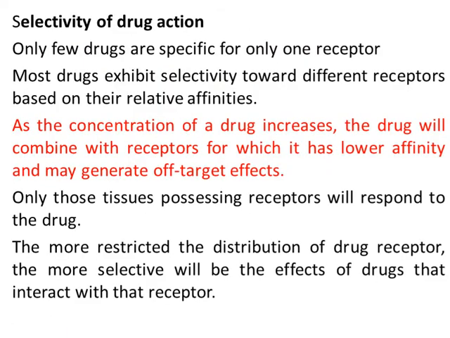Ideally, a drug should be specific for only one type of receptor, but this is not actually the case. Only a few drugs are specific for only one type of receptor. Most drugs exhibit selectivity towards different receptors based on different affinity. Some will have higher affinity for a receptor, some will have lower affinity, but most drugs have affinity for more than one type of receptor. Furthermore, if you increase the concentration of the drug, then the drug will bind even to receptors for which it has lower affinity, and as a result that will produce some side effects.